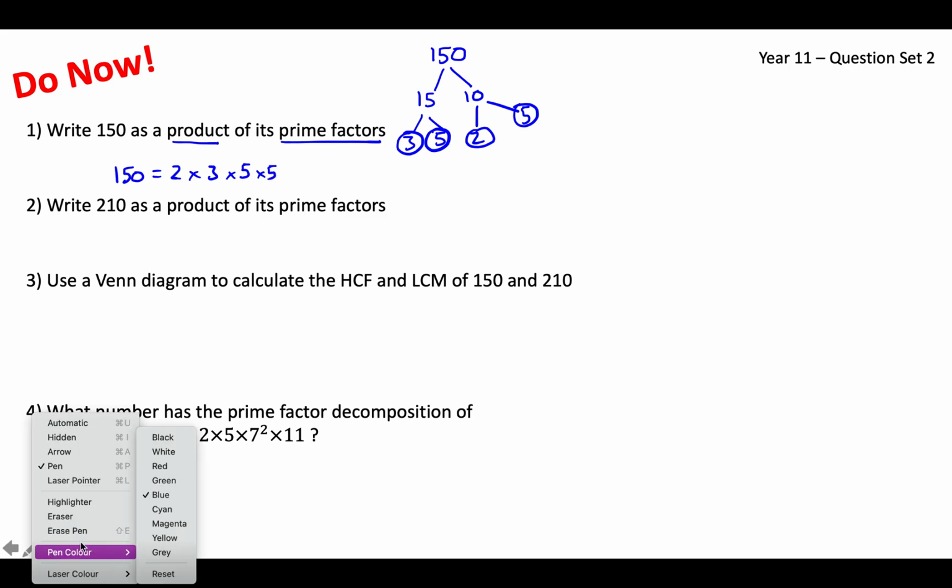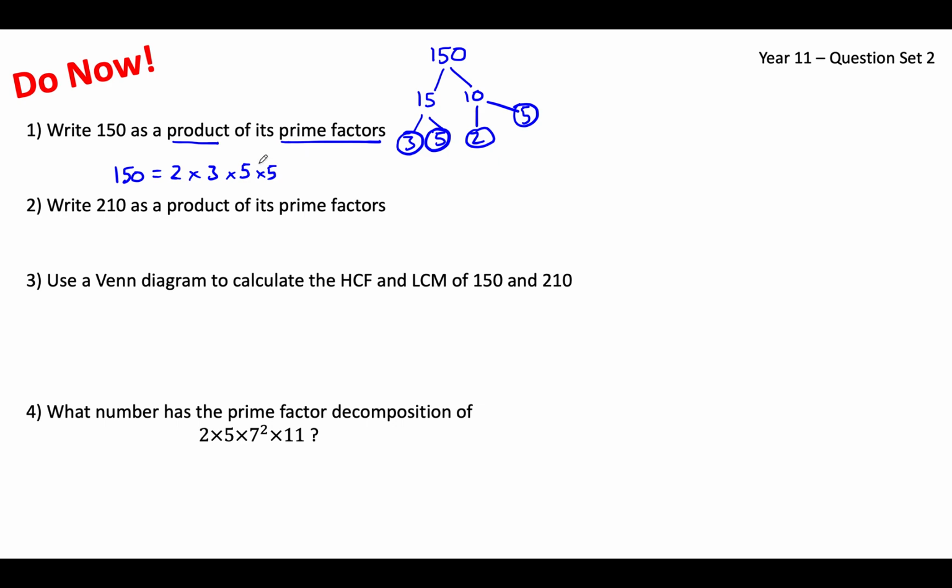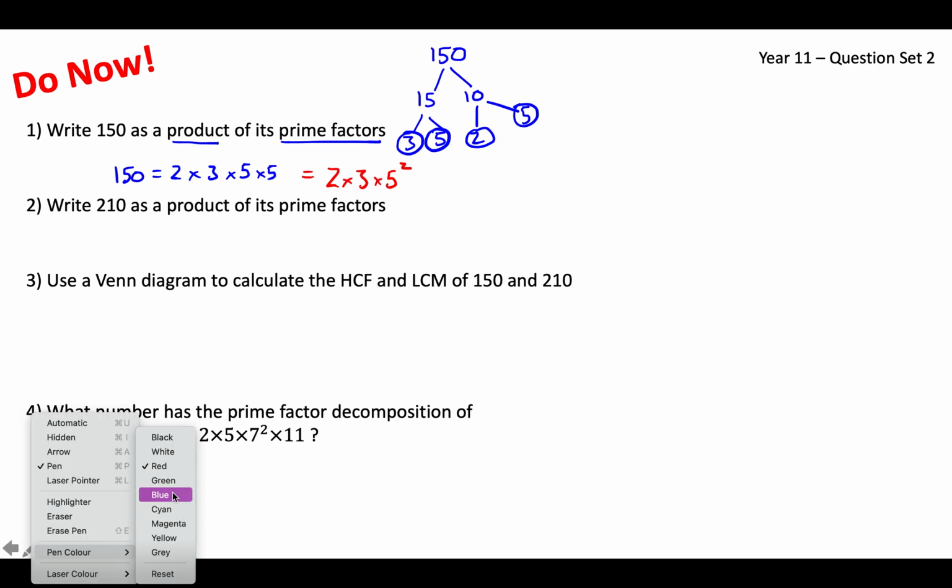But actually, we can do that a little bit neater, as we know, because we've got 2 5s there. So it could be written as 2 times 3 times 5 squared. And I'd always recommend writing both of those out. Write longhand and then neaten it up if you can. Okay, let's go back to blue.